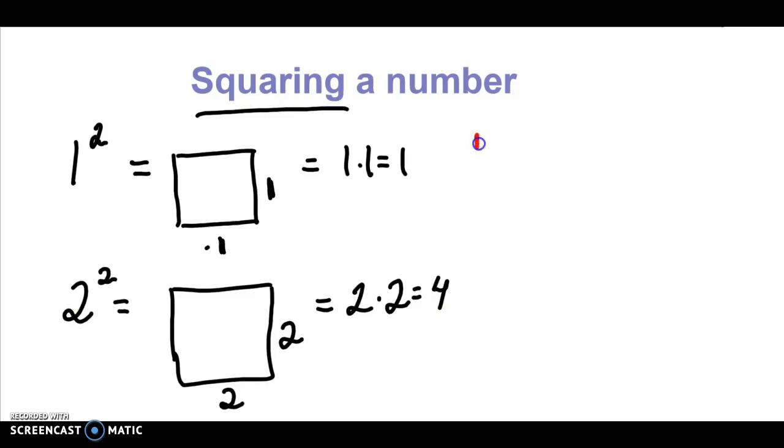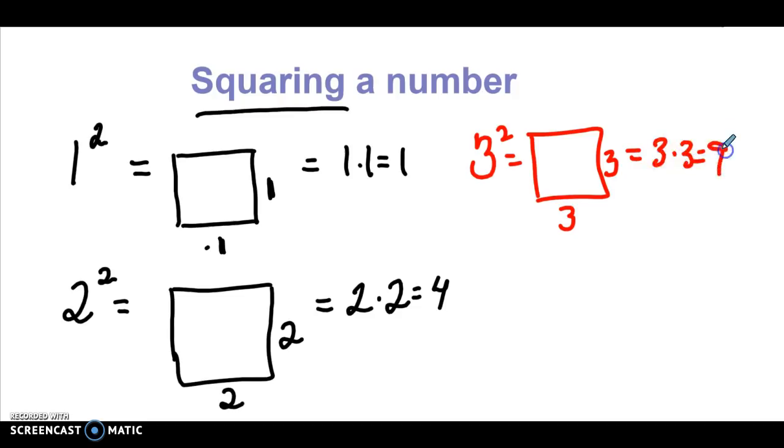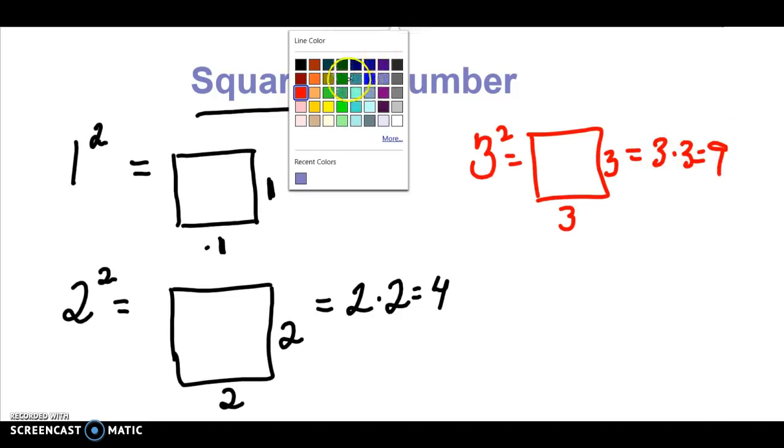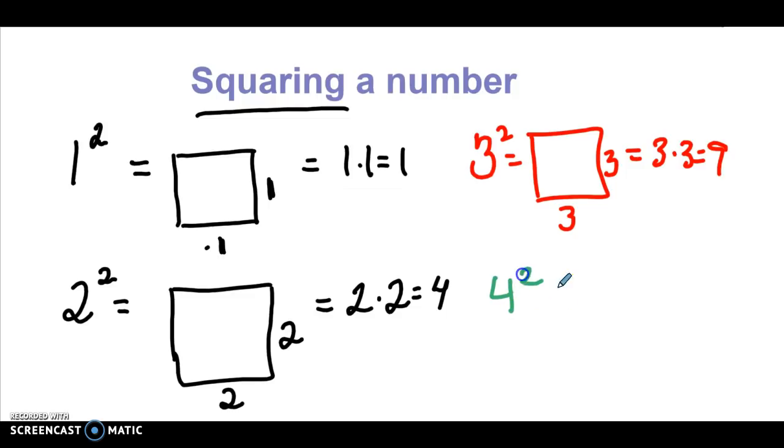If I have 3 squared, and you probably are catching on here to my pattern, that would be 3 length and 3 width. So the area would be 3 times 3, which equals 9. And again, you will see that 4 squared, without drawing the square, is 4 times 4, which equals 16.